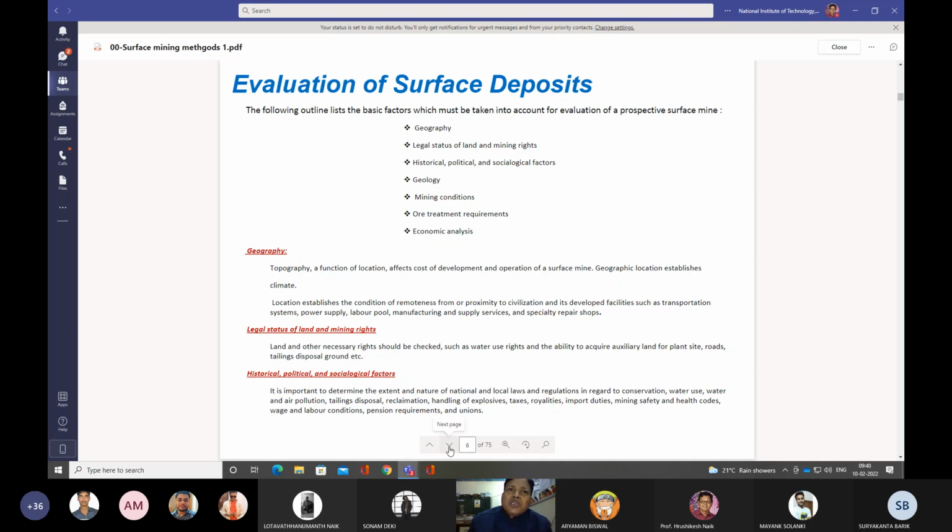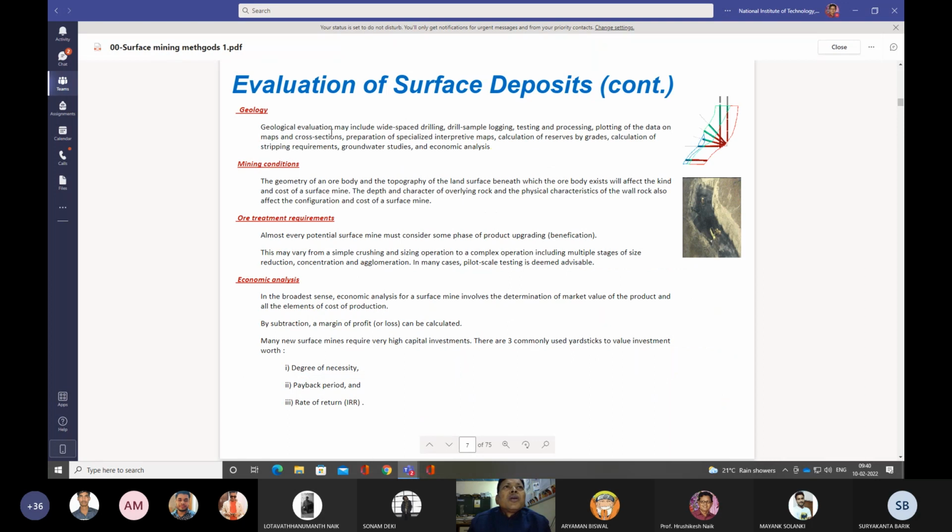About the geology, we have to study the geological parameters. Geological evaluation may include widespread drilling. You have to carry out drilling and get the drill samples, and do drill sample logging. After that, the drill samples are to be tested and processed, with plotting of the data on maps and cross sections, preparation of specialized interpretive maps, calculation of reserves by grades, calculation of stripping requirements, groundwater studies, and economic analysis.